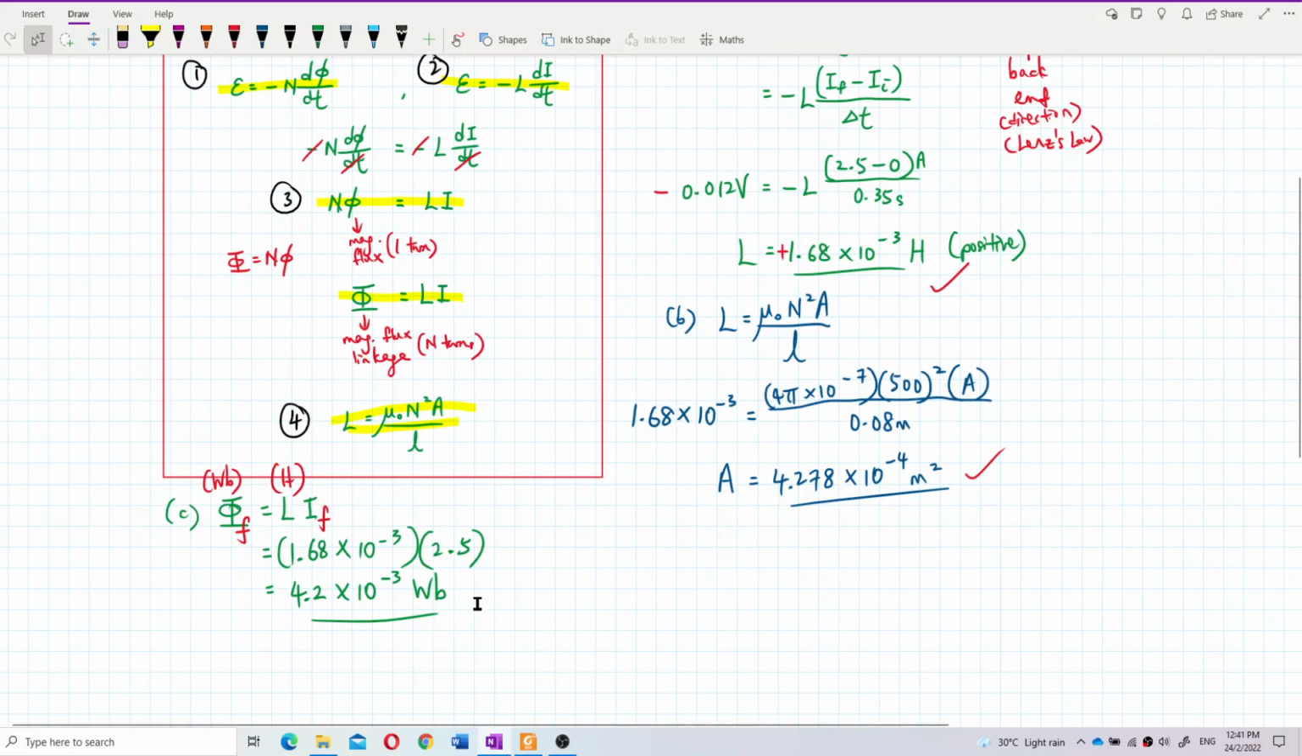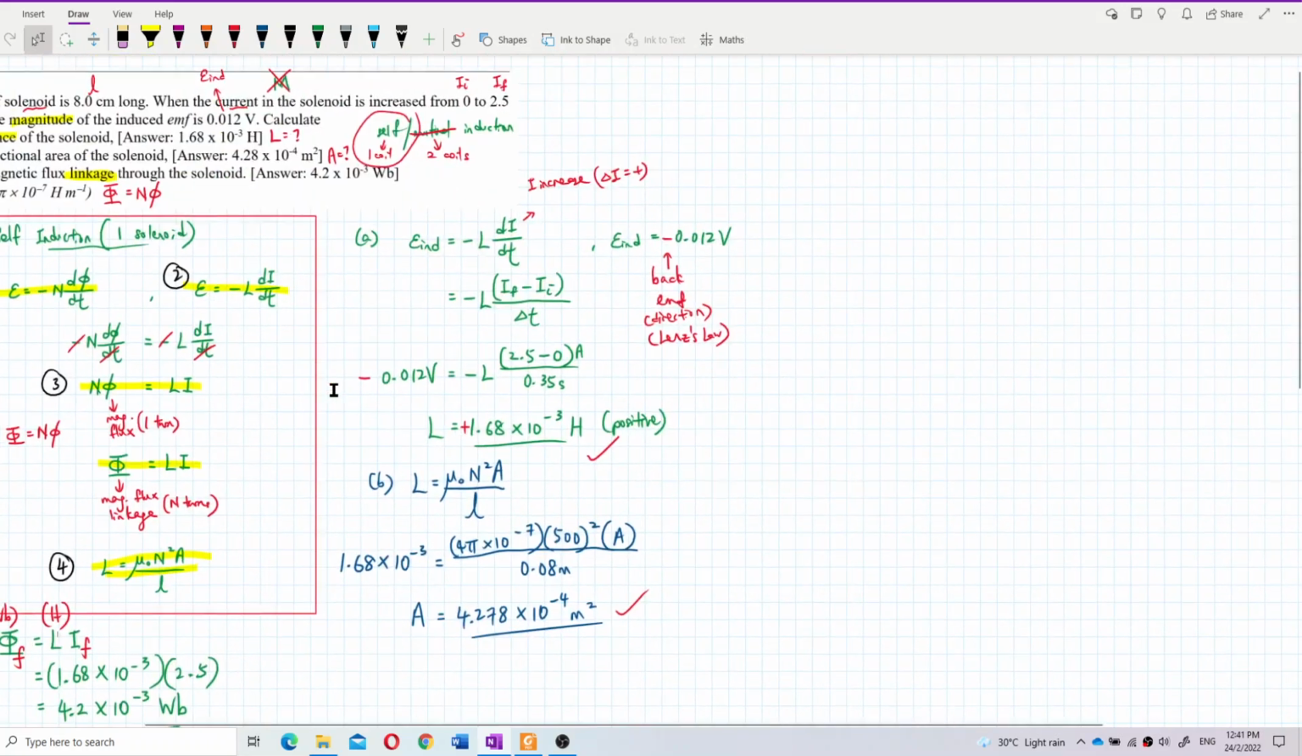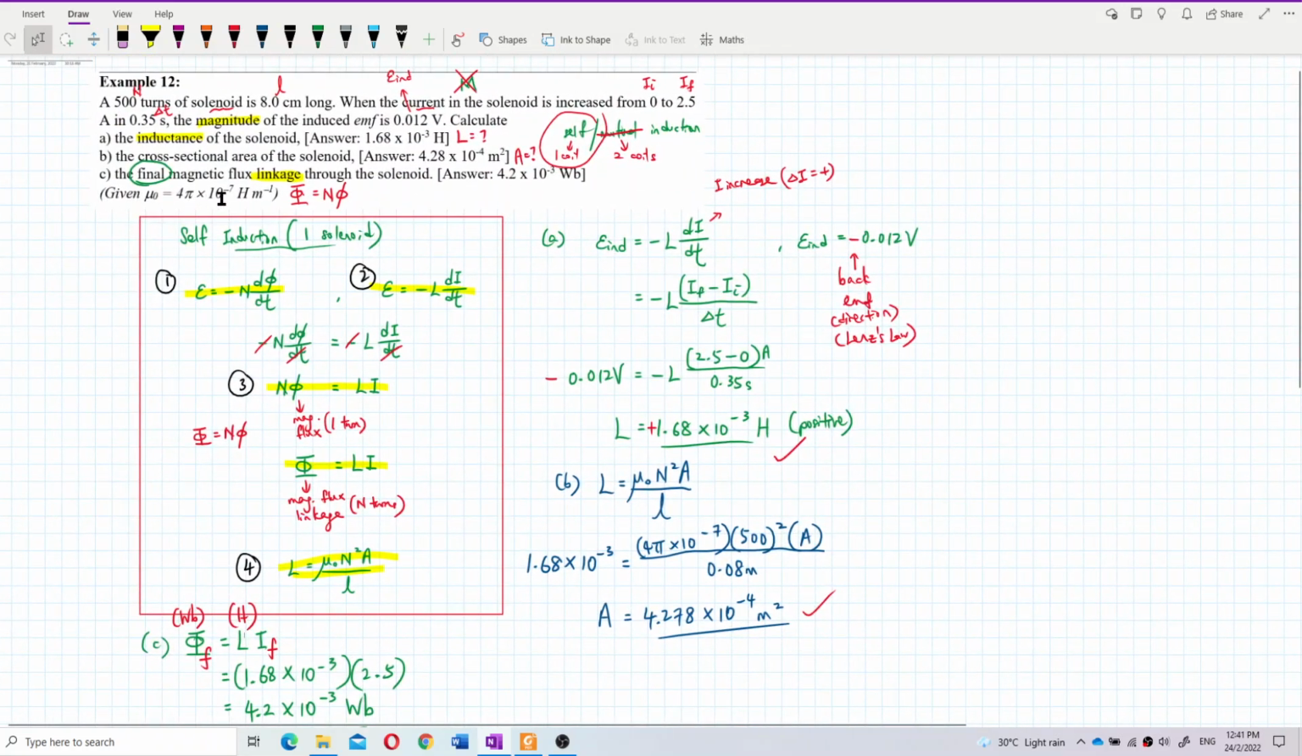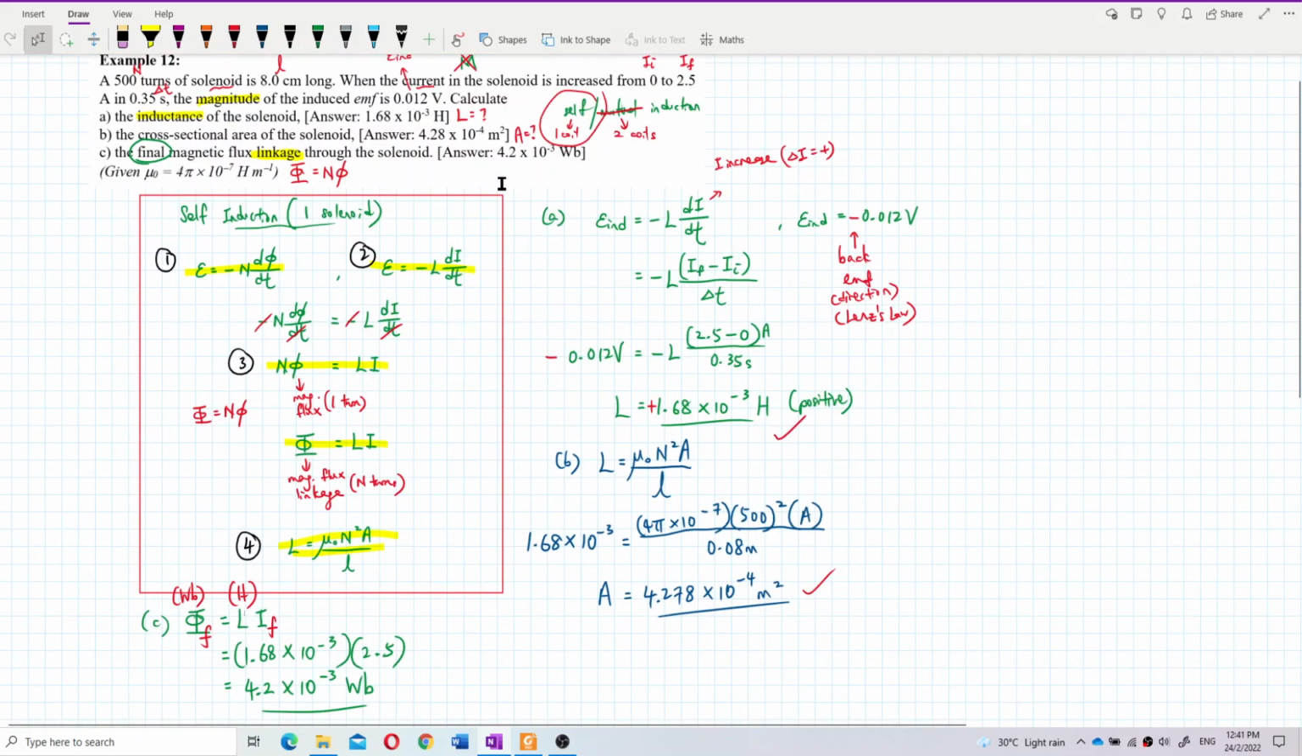Okay. So is the answer correct? Yes, it's 4.2 exponent negative 3 Weber. Okay, that's correct. That's the answer.